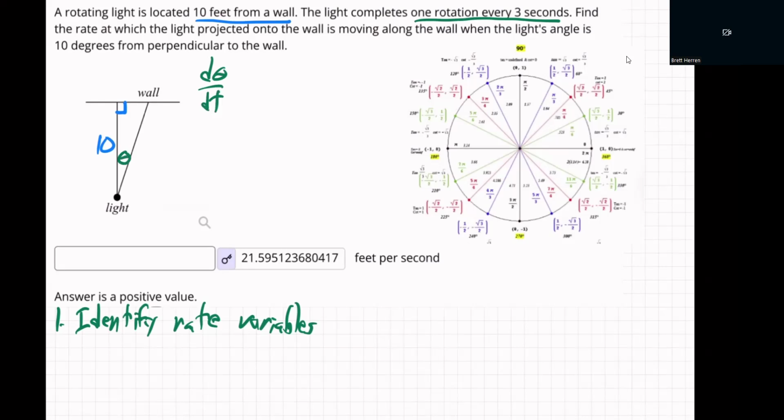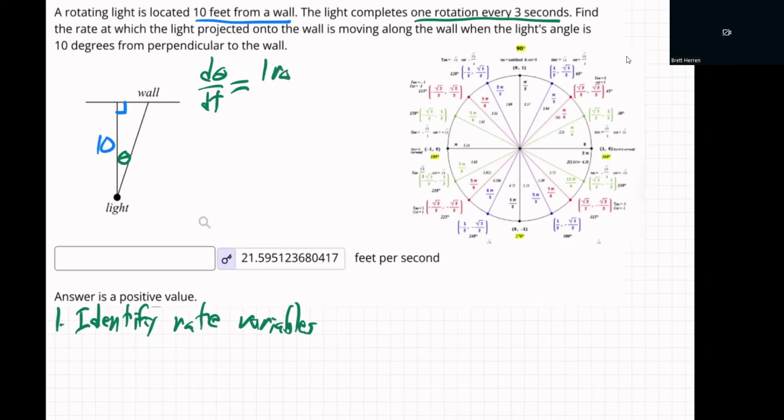This is the angle between straight at the wall and the light. Basically you have this light shining on the wall, but it's rotating, just keeps rotating around, like a siren or something, where you see a siren rotating around. And when it comes around here, the light shines on the wall and goes down the wall, doesn't it? So they're saying the light completes one rotation every 3 seconds. So that's how fast the angle is changing.